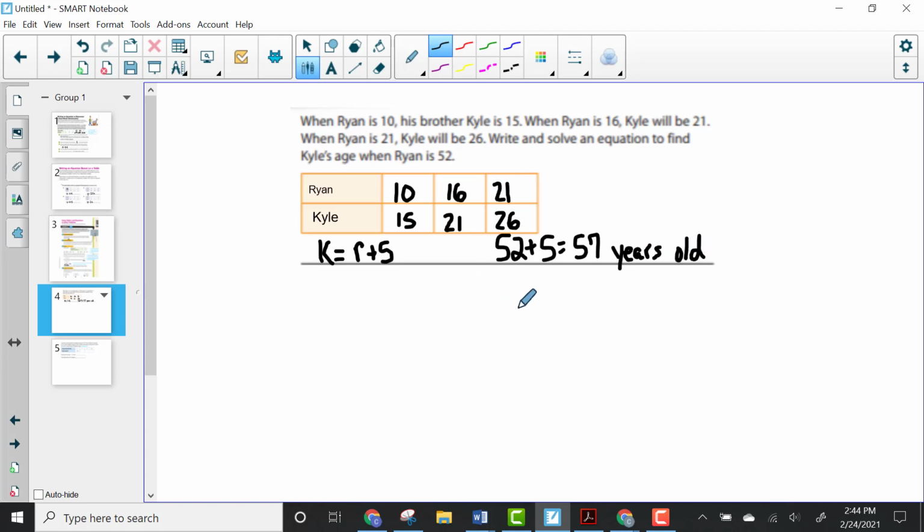So this is another example of using a table and equation to solve a real world problem, just like we did on page 347. So this concludes the video on writing equations from tables. If you have any questions about this concept, please come and see me.